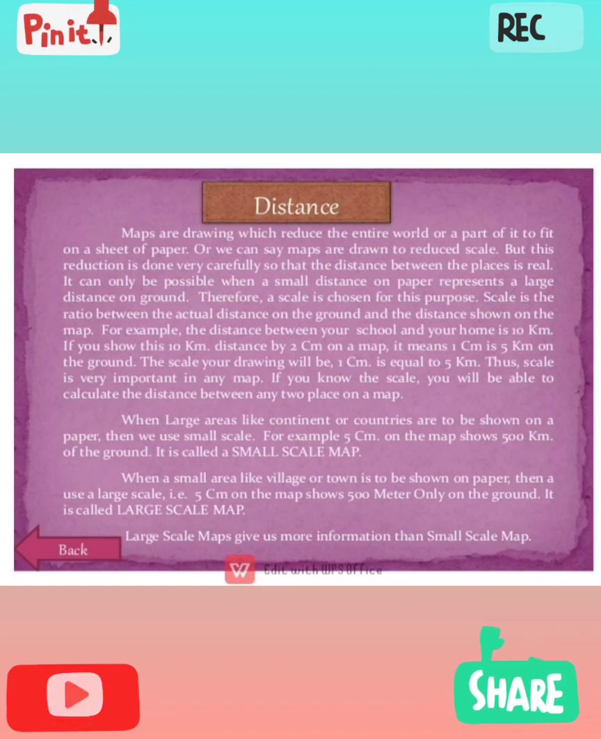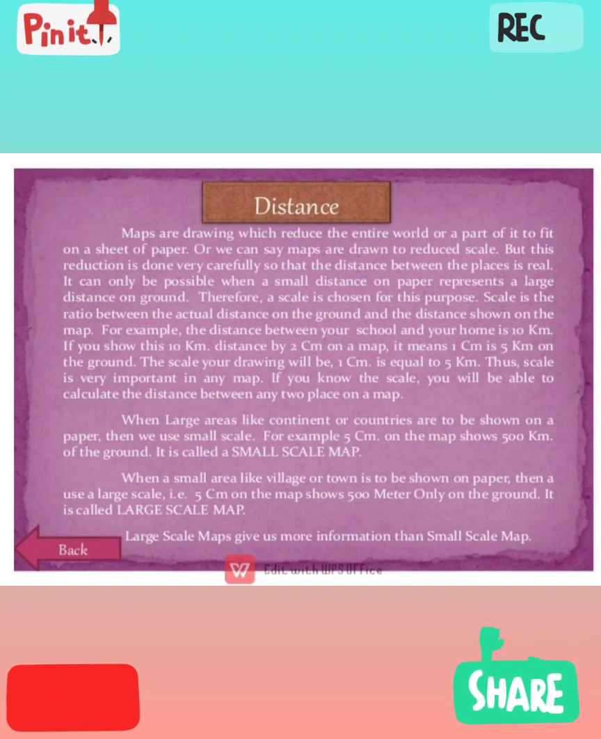First of all, distance. Maps are drawings which reduce the entire world or a part of it to fit on a sheet of paper. Or we can say maps are drawn to a reduced scale. But this reduction is done very carefully so that the distance between places is real. It can only be possible when a small distance on paper represents a large distance on the ground. Therefore, the scale is chosen for this purpose. Scale is the ratio between actual distance on the ground and the distance shown on the map.